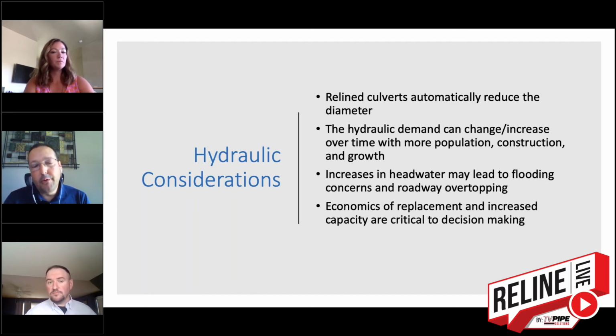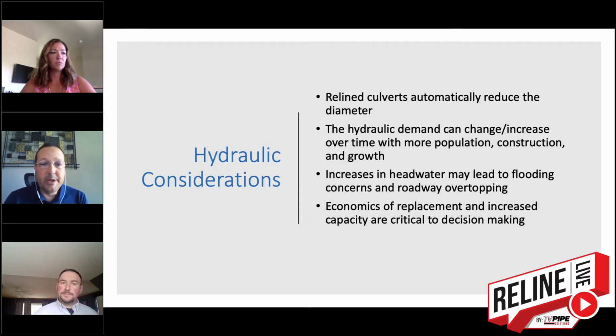But what we want to focus on is the fact that hydraulic demands typically are going to change beyond just the culvert itself. The water that's coming down through culverts typically always increases because of population growth, more paved roadways, just the amount of runoff that typically occurs these days as compared to some time in the past is going to be higher.